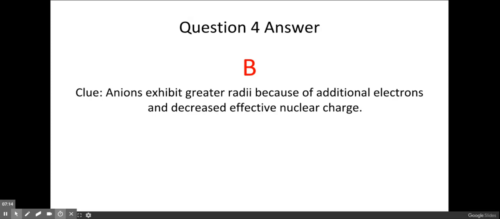This answer is not one that I've written. This came from another presentation. I have some issue with saying decreased effective nuclear charge because the bromide ion really has quite a large effective nuclear charge, so I would probably dismiss that in this case.